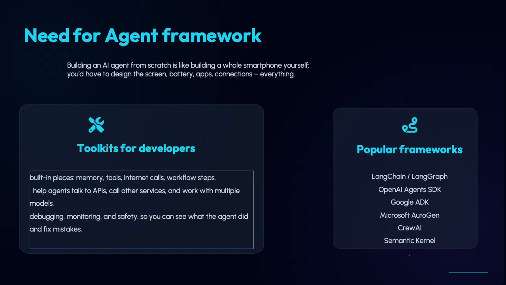So we talked about AI agents, and I know everybody keeps hearing about LangChain, Google ADK, CrewAI, AutoGen, all those things. These are agent frameworks. So why do we need an agent framework? Building agents from scratch is like building an entire smartphone for yourself. You can't actually design a screen, battery, and all the apps and operating system. Yes, it can be possible, but sometimes it is slow, painful, and things will break.